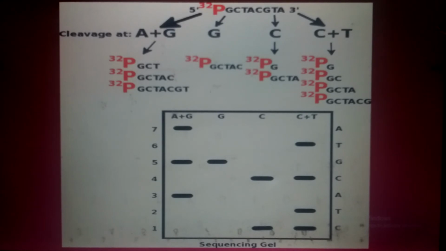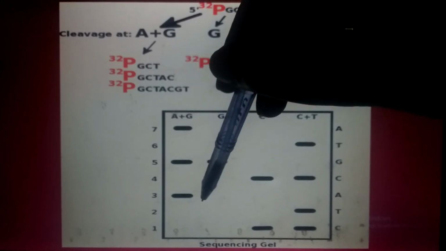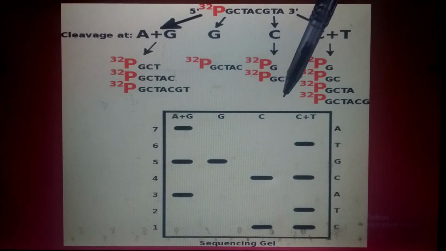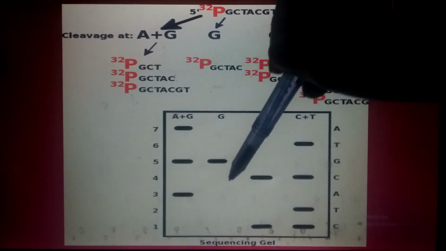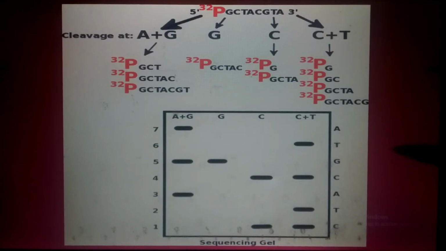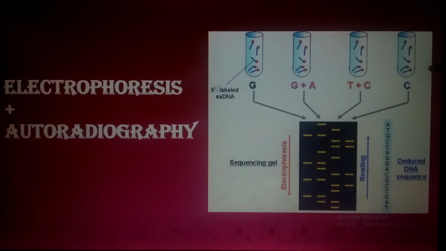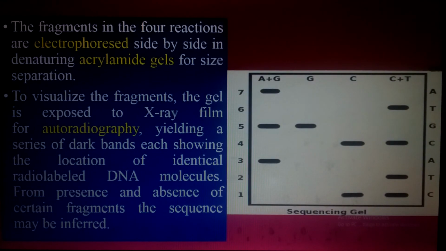After that, all these 4 reactions are loaded on the gel. And the gel was labeled by Maxam-Gilbert as A plus G lane, and this second lane is G, then C, then C plus T. So the 4 reactions, 4 tubes of mixture, are loaded. First one is here, second one is here, third one is here. And just like the second method, we will do the electrophoresis and autoradiography similar to that, so I will not discuss it here again. You must read from this slide.